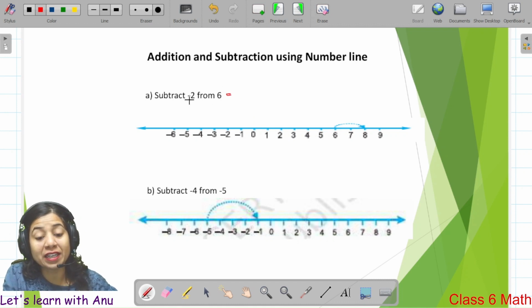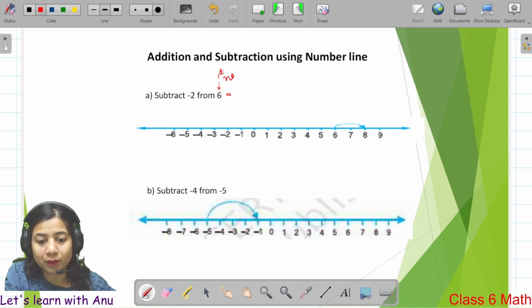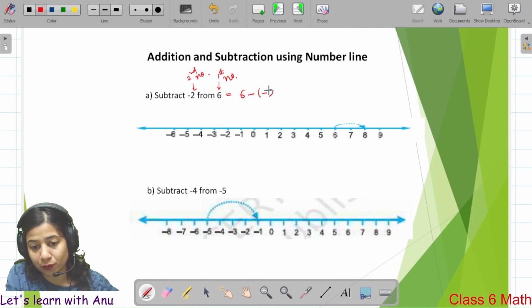So minus 2 from 6. From 6 means this is the first number. This is the second number, right? Because a lot of students commit mistakes in this. So it is 6 minus of minus 2.